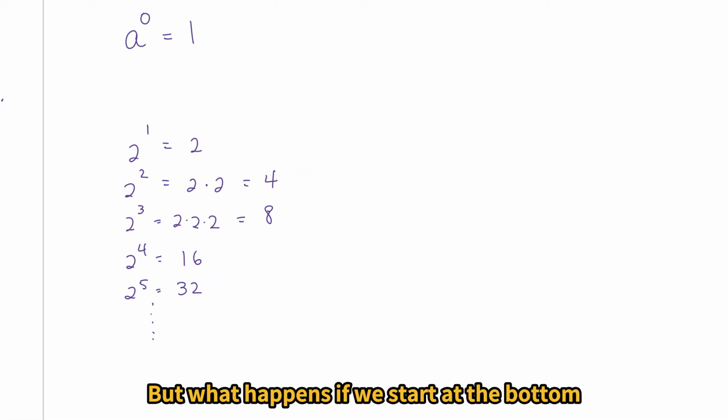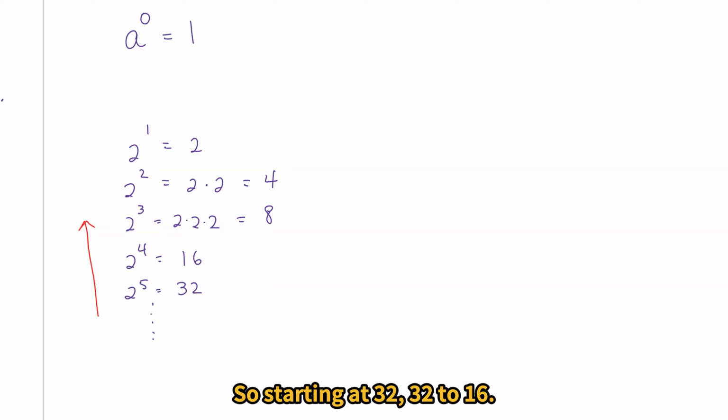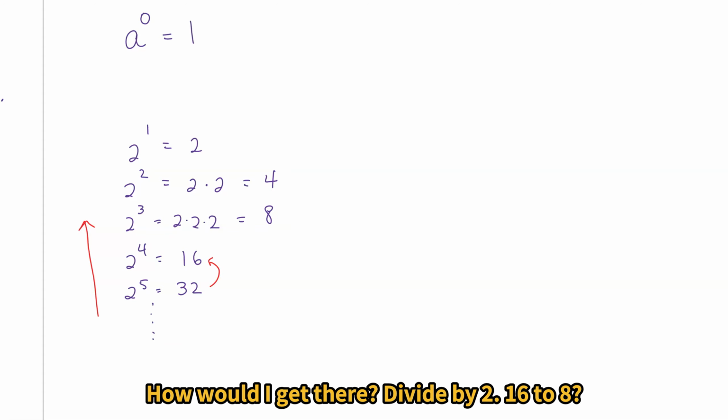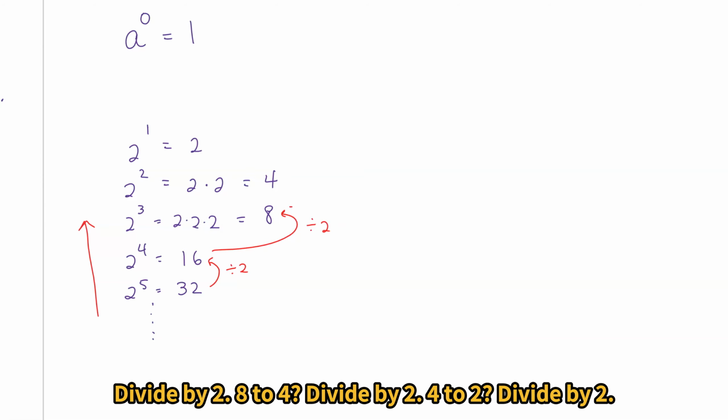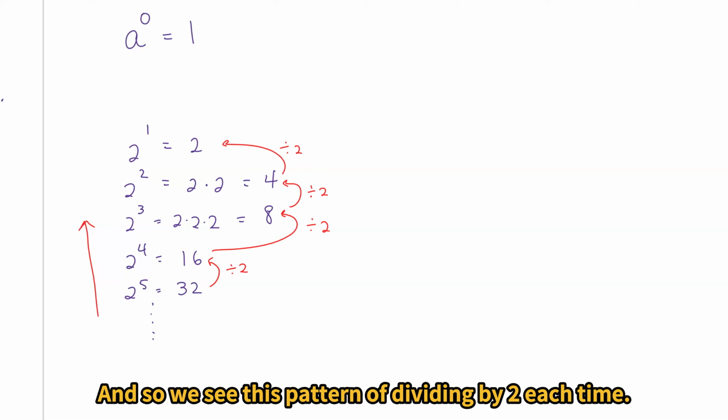But what happens if we start at the bottom and we try to work our way backwards? So starting at 32, 32 to 16, how would I get there? Divide by 2. 16 to 8, divide by 2. 8 to 4, divide by 2. 4 to 2, divide by 2. Mathematics is all about patterns. And so we see this pattern of dividing by 2 each time.